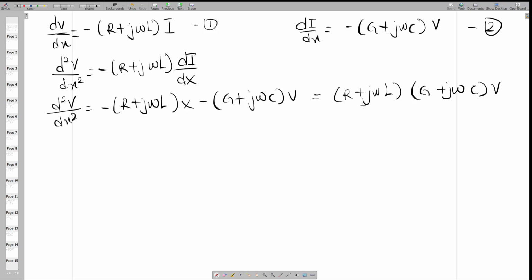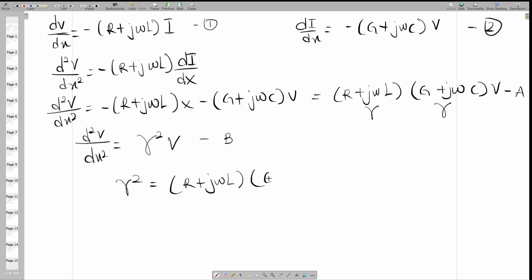So if we say that R plus j omega L is gamma and G plus j omega C is also gamma, we can write that d squared V over dx squared will be gamma squared times V. So looking at this, let's say this is equation A and this is equation B. If we compare equation A and equation B, we can see that gamma squared is equal to (R plus j omega L) times (G plus j omega C).